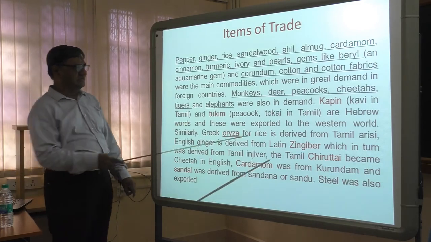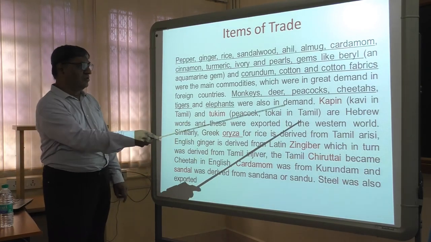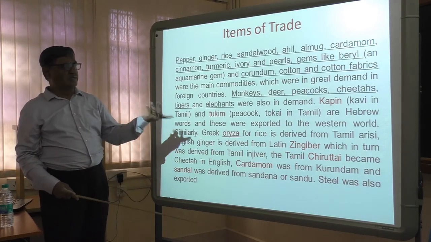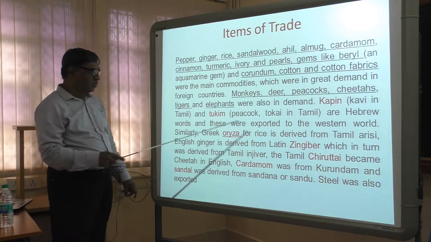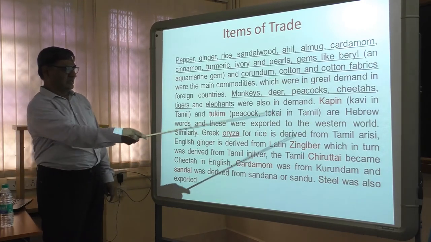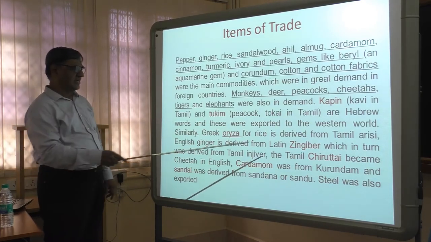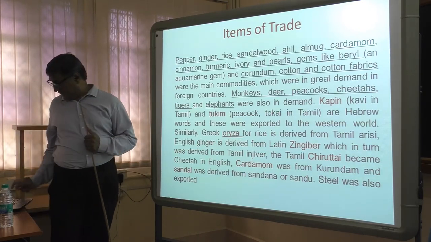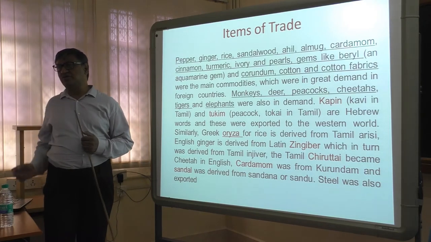Even interestingly, some names are shared: in Hebrew, kof is monkey, and in Tamil, kapi is monkey. Tamil tokai is peacock, and in Hebrew it is tukki. Like this, oryza, zingiber, many things are common. That again shows that there was so much interaction.